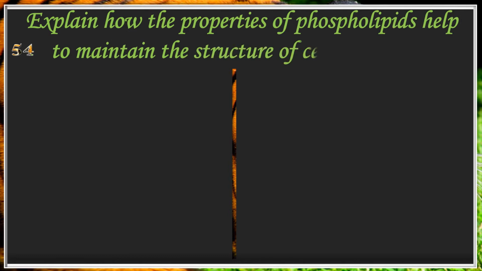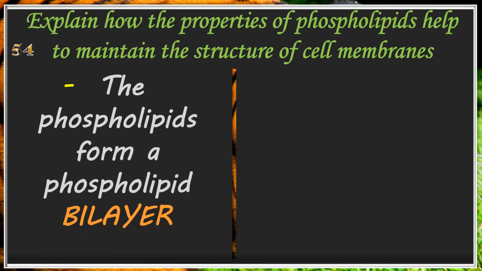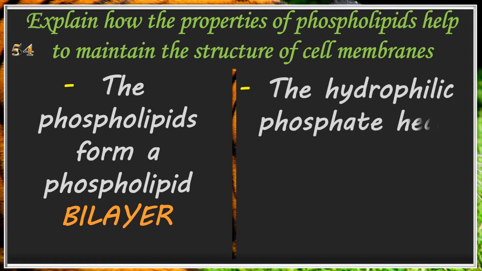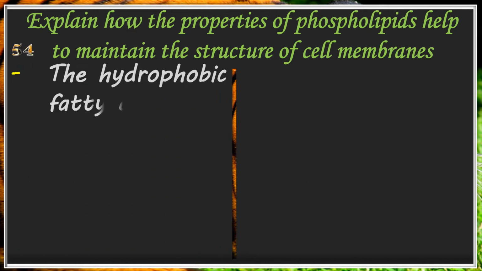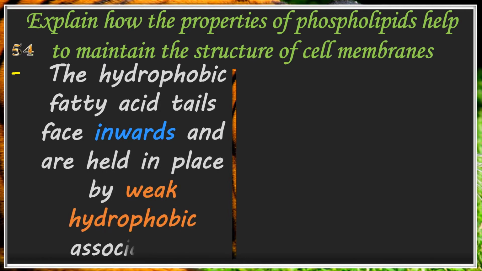Explain how the properties of phospholipids help to maintain the structure of cell membranes. The phospholipids form a phospholipid bilayer. The hydrophilic phosphate heads face outwards into the aqueous solution. The hydrophobic fatty acid tails face inwards and are held in place by weak hydrophobic associations.